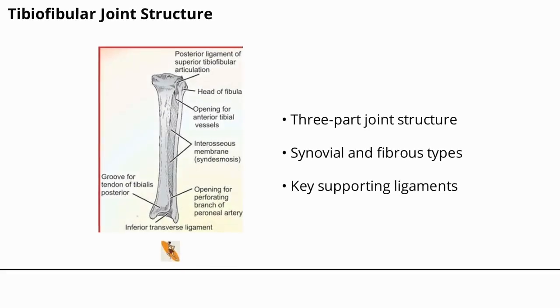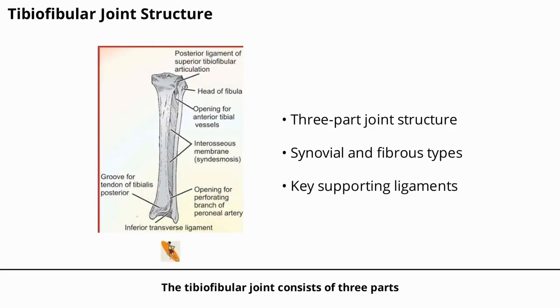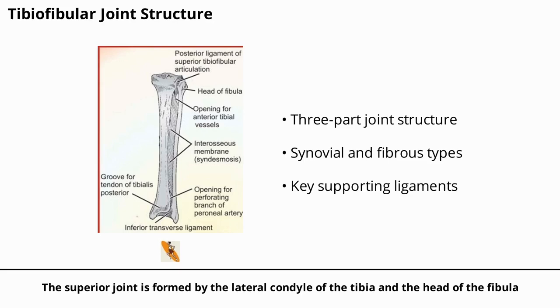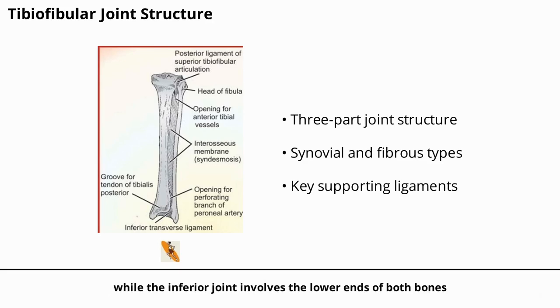The tibiofibular joint consists of three parts: superior, middle, and inferior. The superior tibiofibular joint is synovial and plane in variety, allowing gliding movements. The middle and inferior joints are fibrous syndesmoses, providing stability. The superior joint is formed by the lateral condyle of the tibia and the head of the fibula, while the inferior joint involves the lower ends of both bones. Ligaments such as the anterior and posterior tibiofibular ligaments, interosseous ligament, and inferior transverse ligament provide additional support.